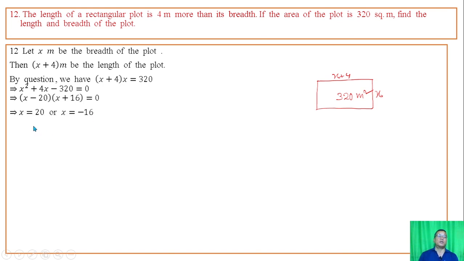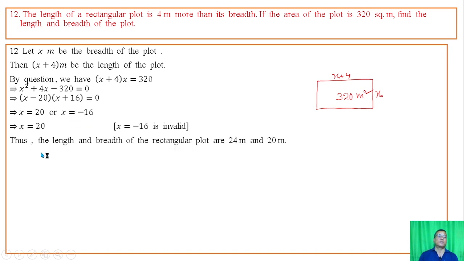The first factor equal to 0 gives x equal to 16. The second factor equal to 0 gives x equal to minus 20. Therefore, x equal to 16, since x equal to minus 20 is invalid, length cannot be negative. Thus, the length and breadth of the rectangular plot are 24 meter and 20 meter.